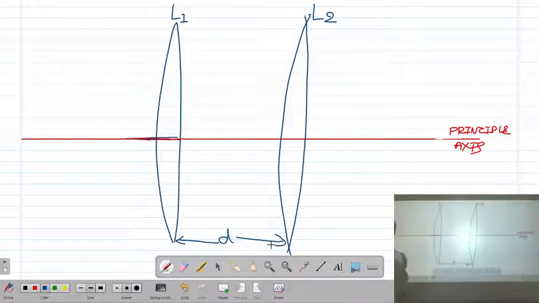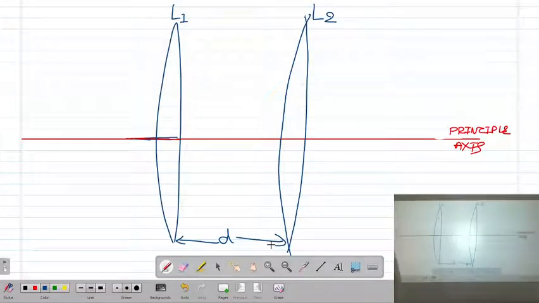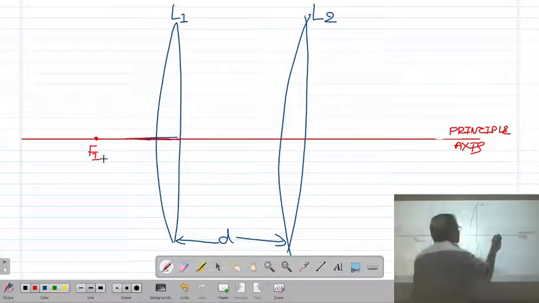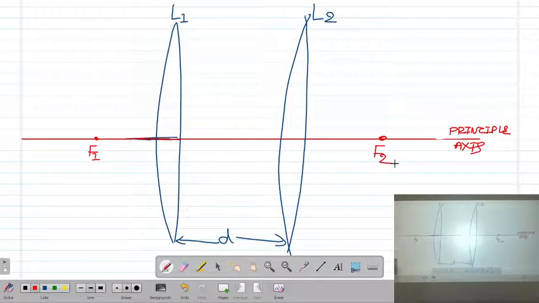So in order to define the principal points, let us consider an optical system of two lenses L1 and L2. The separation between the two lenses is d. As you know very well, we have already defined two points, F1 and F2. F1 is somewhere here, on the left side of the optical system. F2 is somewhere here.